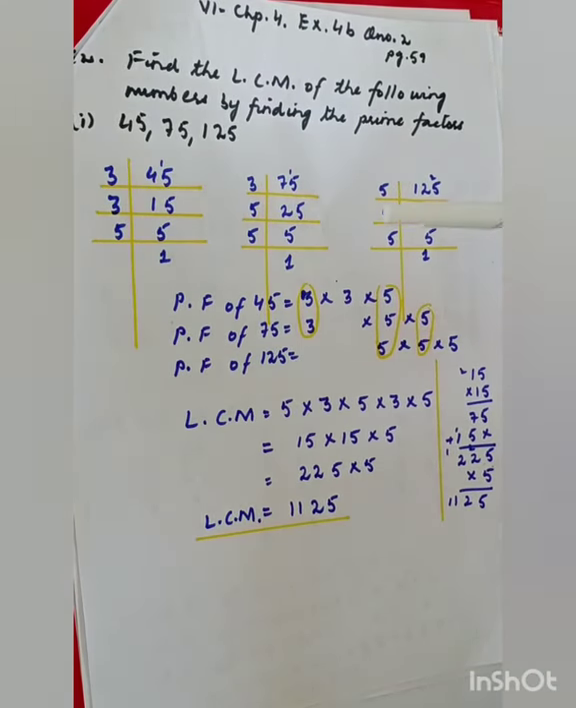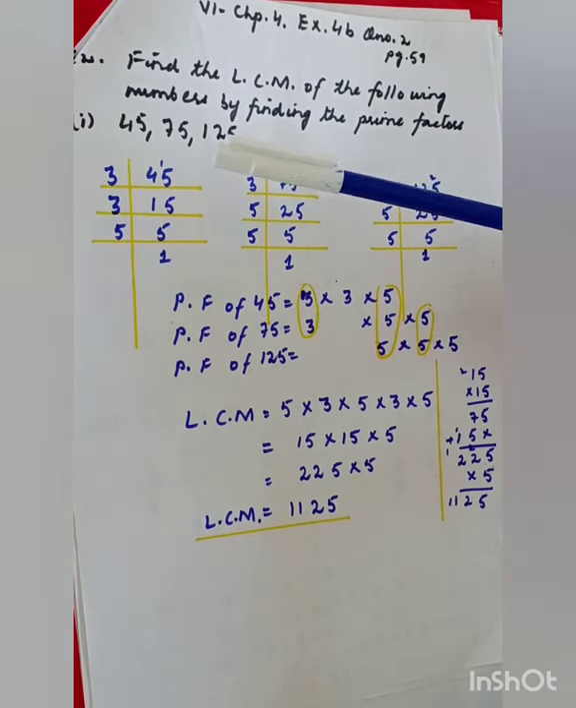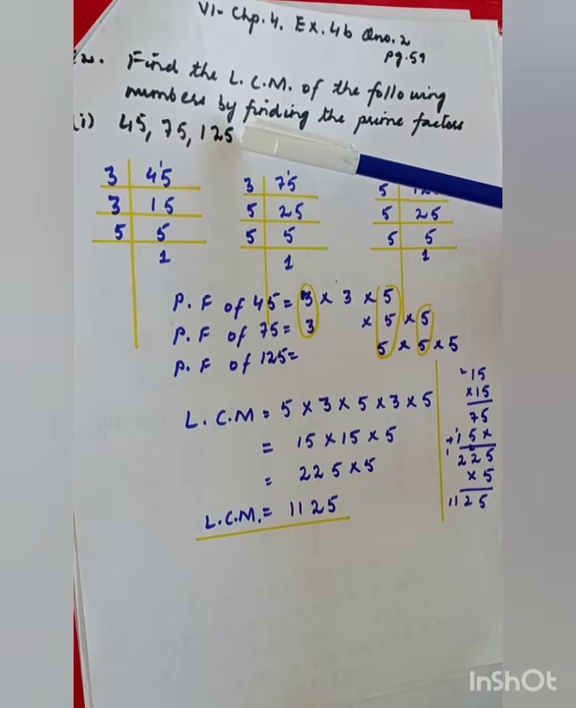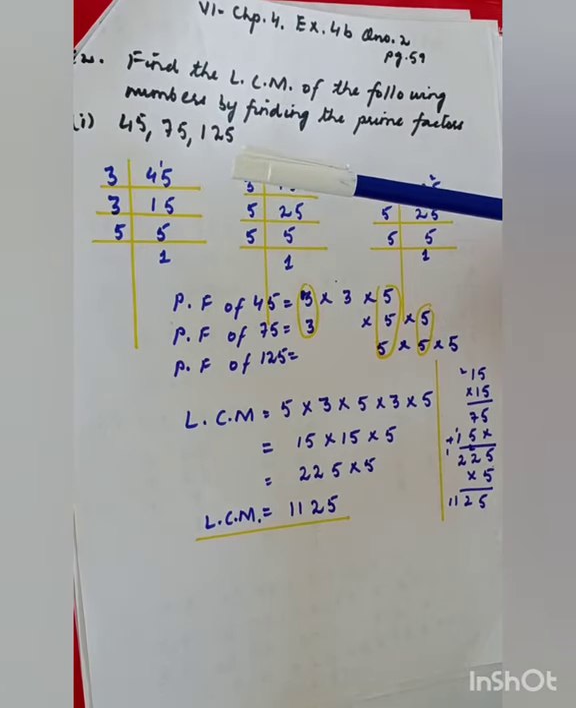Question number 2 says: find the LCM of the following numbers by finding the prime factors. Now this is one more method of finding the LCM, by using the prime factors. The first one is 45, 75 and 125. So first you will find out the prime factors separately.